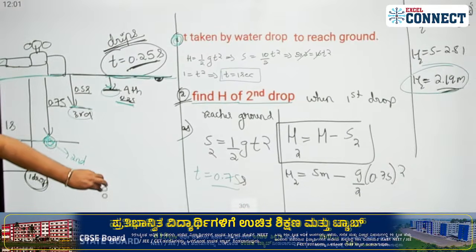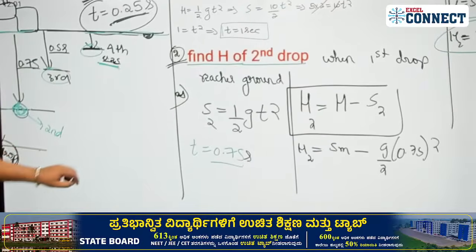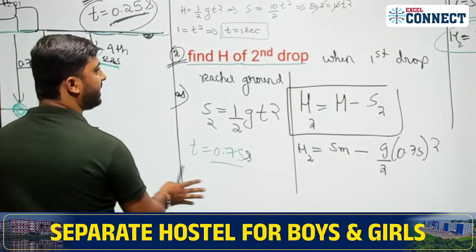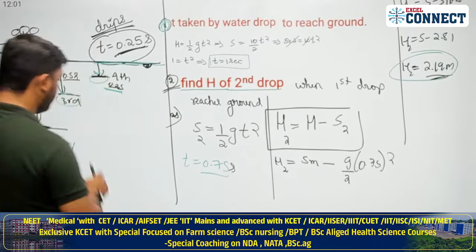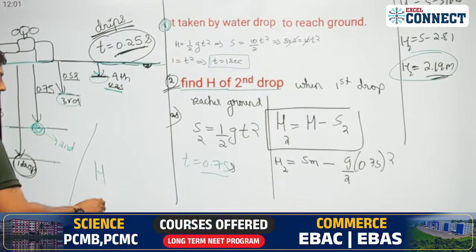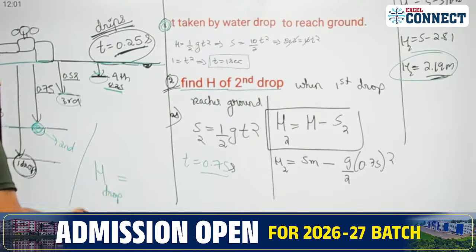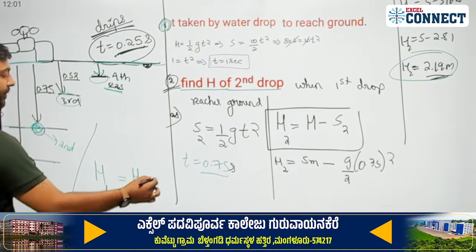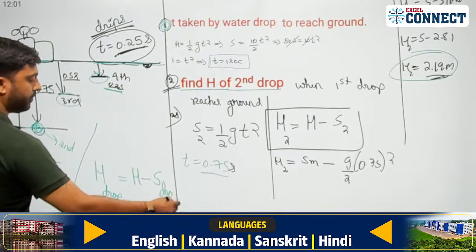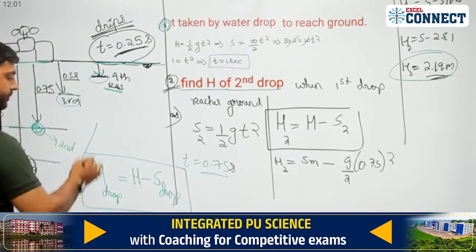In the same way, we can calculate the height of the third drop. How to calculate the height of the water drop? Height of the water drop is calculated by total height divided by distance traveled by the drop. This is the formula.